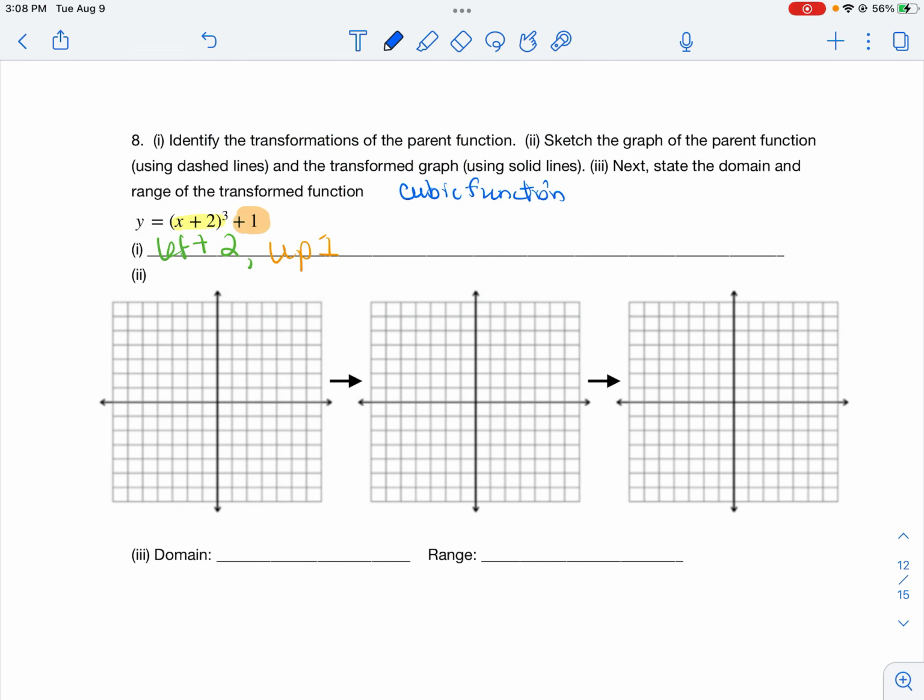So our parent function is the cubic graph. So main point is at 0, 0, 1, 1, 2, 8, negative 1, 1, negative 2, 8. That's y equals x cubed. All right, now we're going to move this graph to the left 2. So 1, 2, move that main point to the left 2, and then do my key values over 1, up 1, over 2, up 8 from that main point, back 1, down 1, back 2, down 8.